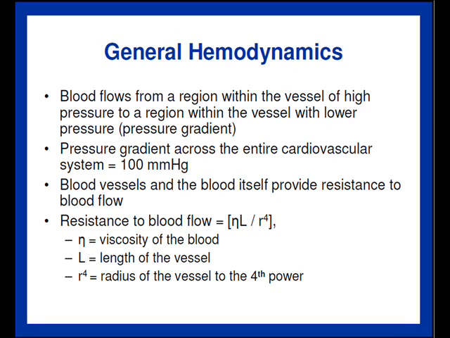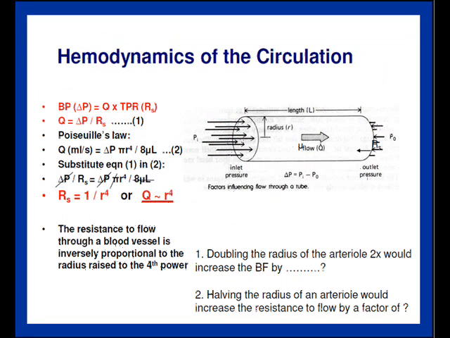So I'm going to talk about this on the next slide. What we have, for instance, is a blood vessel with a certain length. We have a radius, of course. We have a pressure coming in, and there's a pressure drop: inlet pressure, outlet pressure. We have a blood flow, obviously in that direction. And the mu here is viscosity.